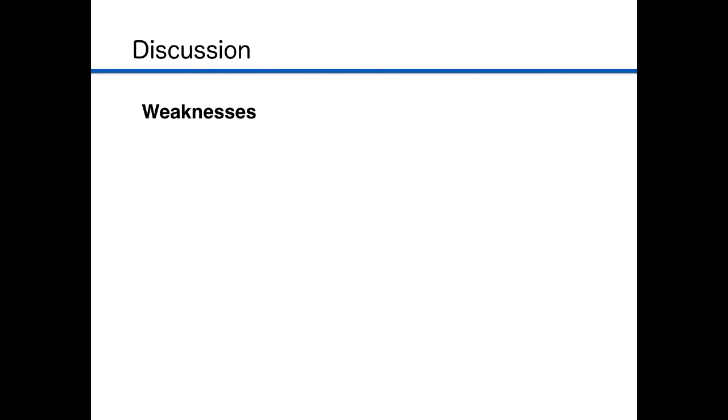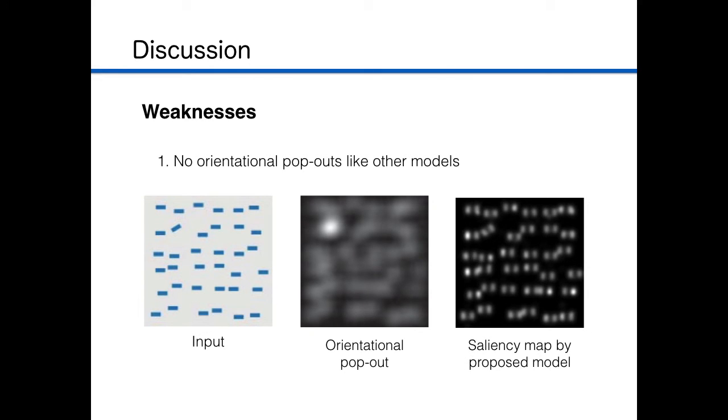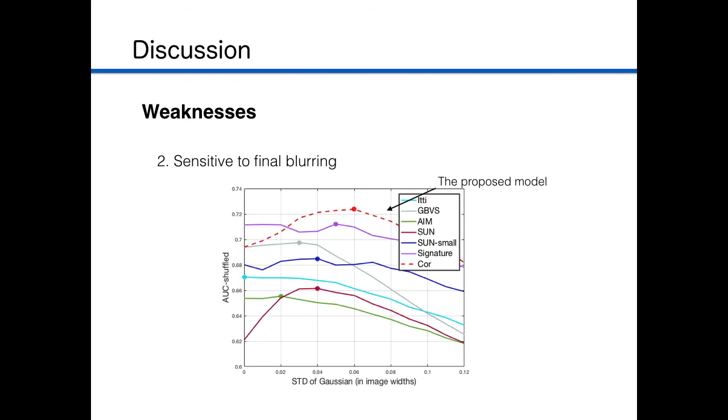The weaknesses of our model: first, there are no orientational pop-outs. Usually other models can determine orientationally conspicuous items, just like at the center. But our model does not have this mechanism. Second, our model is sensitive to final blurring, so it is hard to find the right parameter for a dataset for optimal performance.